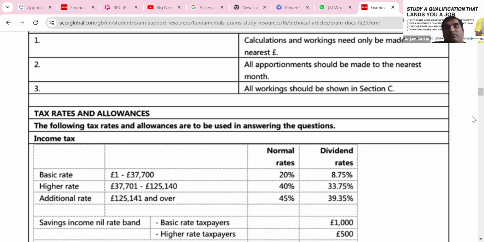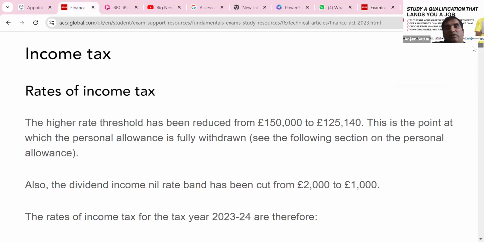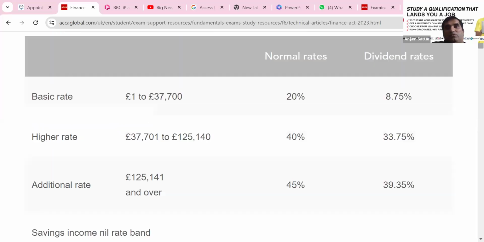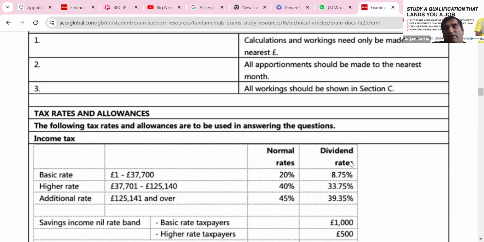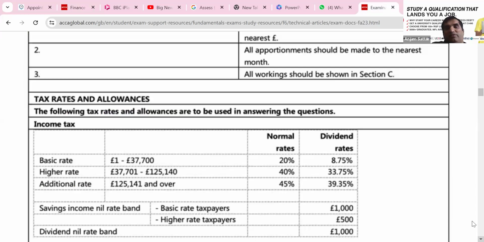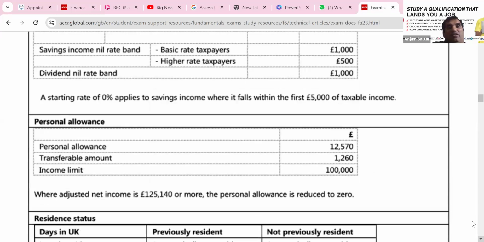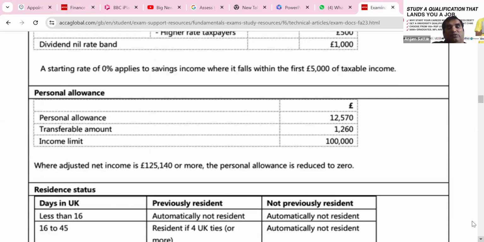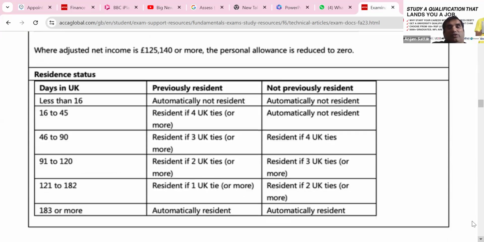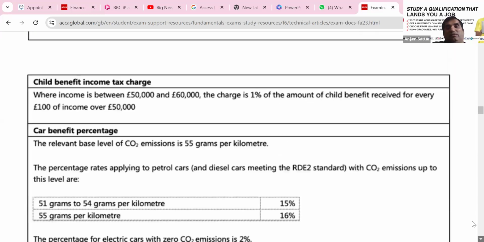So dividend rates, of course, we can look around the changes in the dividend rates. So if we look at 2023, that was the rate for 2023 and 24. And when we look at 2024 and 25, these rates we can compare, and then of course the personal allowance is 12,570, the transferable amount is, and then of course the rates, dividend, drawing, the benefits and all.